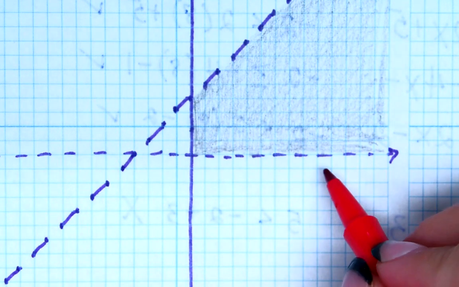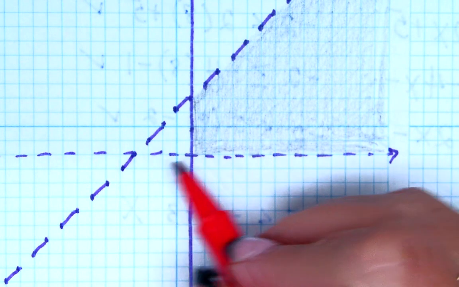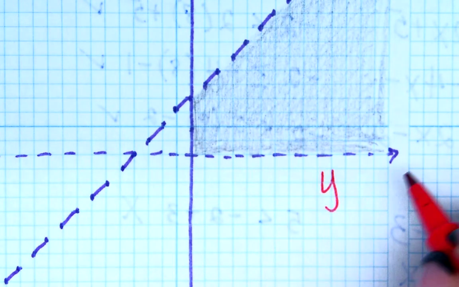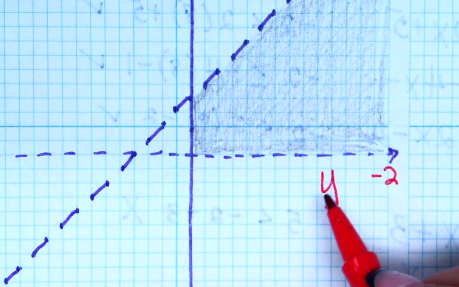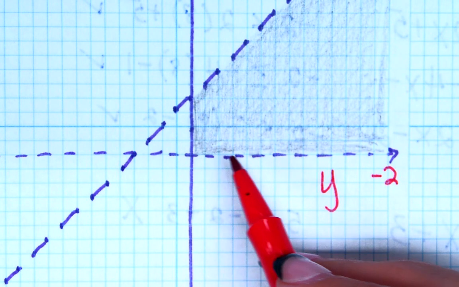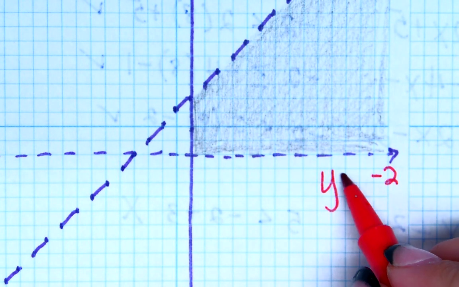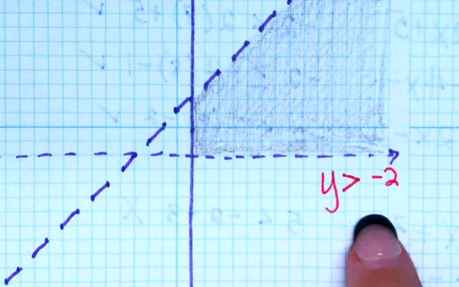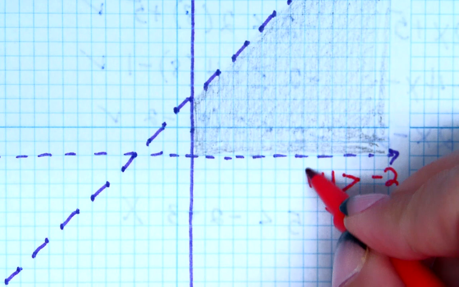So if you need to tell me the system that matches this graph, which line would you like me to start with? The horizontal line? Okay, so this one. It's crossing the y-axis where? -2. Now, did I shade above or below? Above. And is it solid or dotted? Dotted. So what goes here? Just greater than. And that's it for that line.